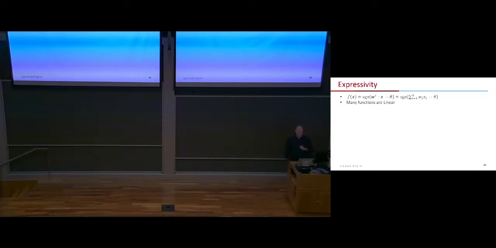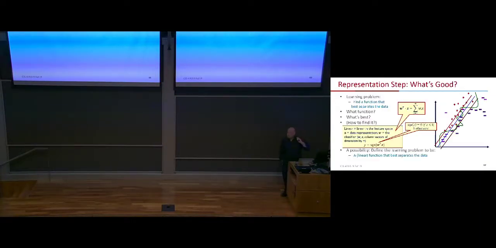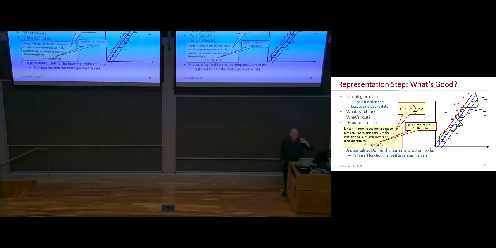So now, first of all, this is the most general form. Yes? When you say that, W would be like the slope of the line? W is the slope of the line, yeah. In fact, W is perpendicular to the line you see here.